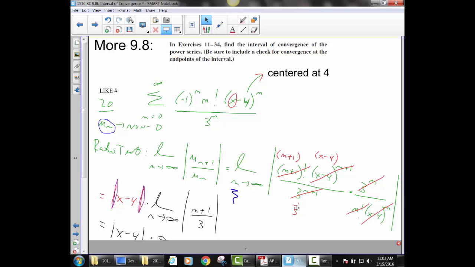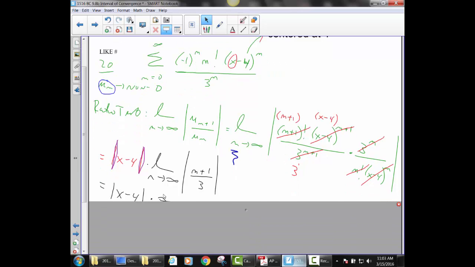So that'll leave a 3 on the bottom. n plus 1 factorial is n plus 1 times n factorial, so the n factorials cancel, leaving you with just n plus 1. And these two things have the same base, so subtract their exponents, and you'll have x minus 4 left at the top. Because this is the limit as n goes to infinity, I'm going to pull the absolute value, very important, of x minus 4 on the outside. What I have left on the inside is just n plus 1 over 3.